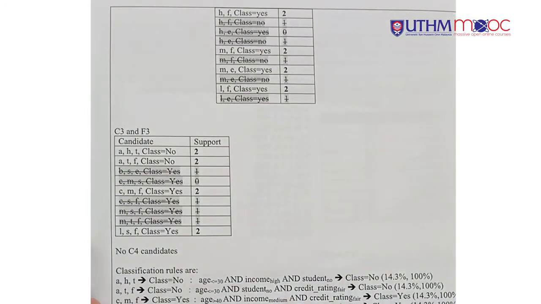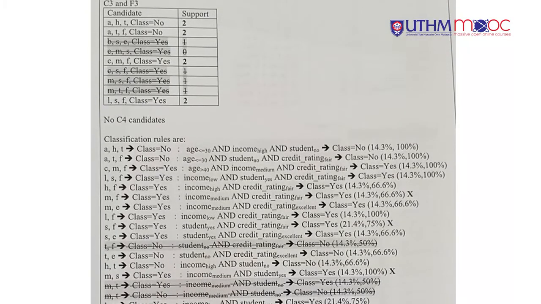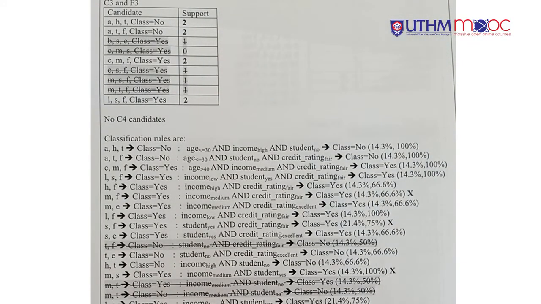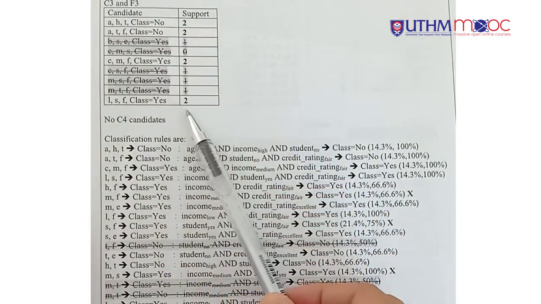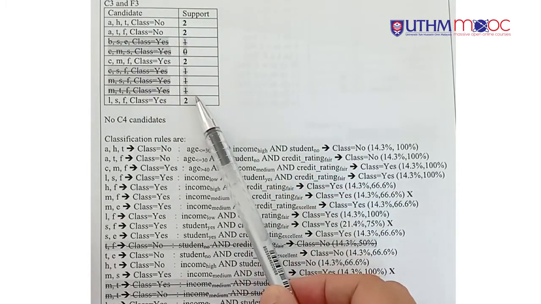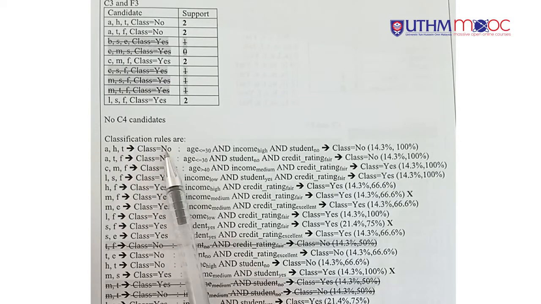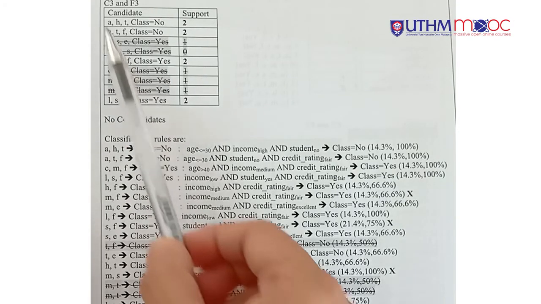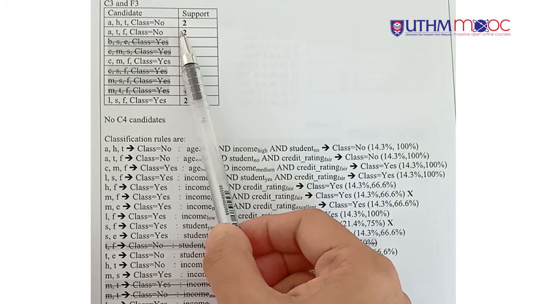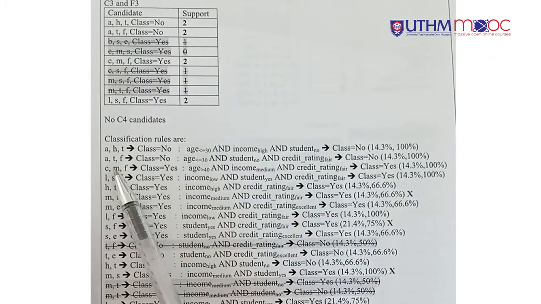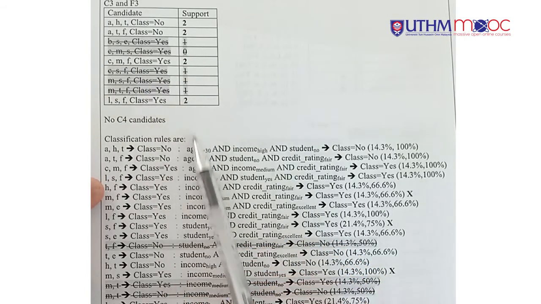Now we want to generate the rules. Don't worry about it. Now let's see the classification of rules. We are going to look at the ones with support more than 10% only. So the first rule generated is AHT class no, and then we have ATF class no, then we have CMF class yes, and then we have LSF class yes.